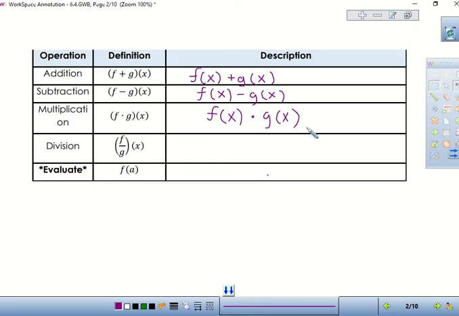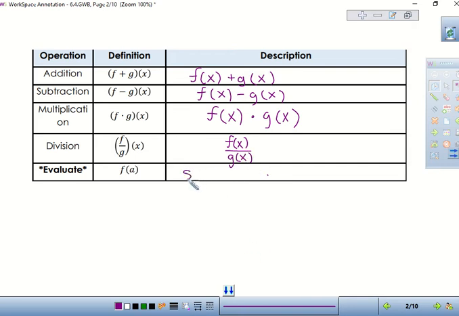Yes? If the g was first in the parentheses, would it be g minus with the g of x minus? Exactly. Yes, good question. So subtraction and division, as we know, are not commutative. So it does matter the order. Whichever one is on the top is the one that's going to come first in division, and subtraction as well. Yes, it could be the other way around. And then division would be f of x divided by g of x.